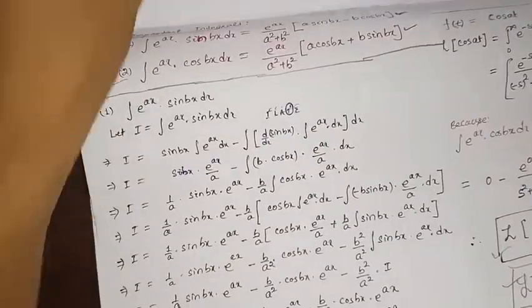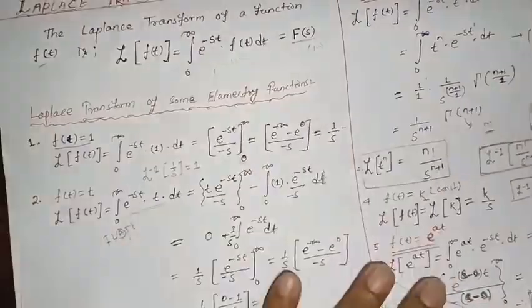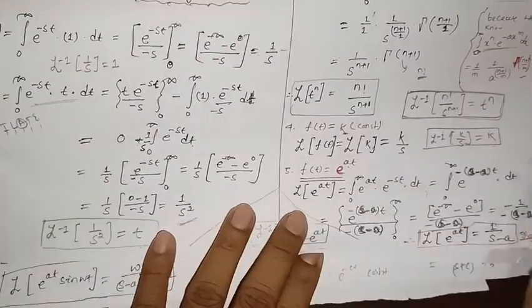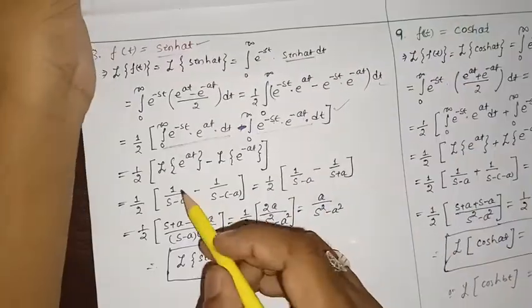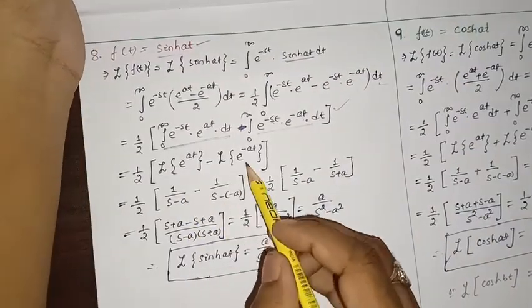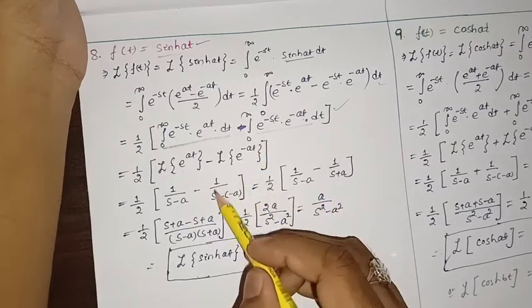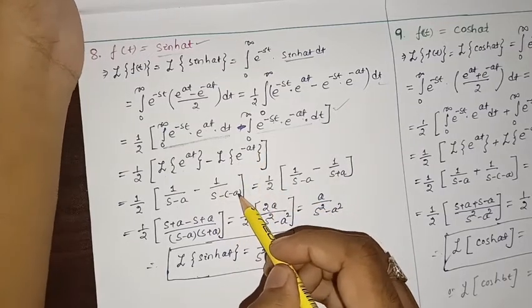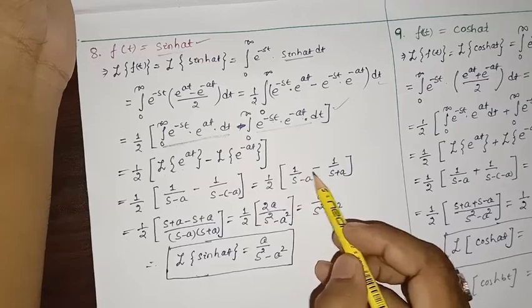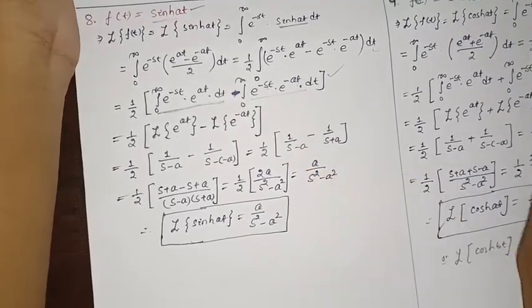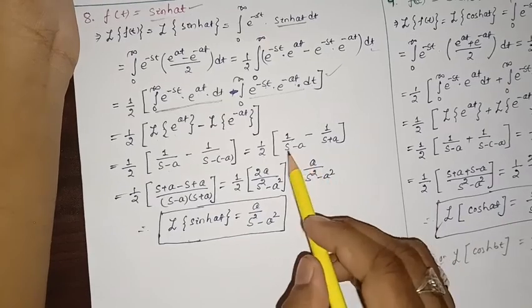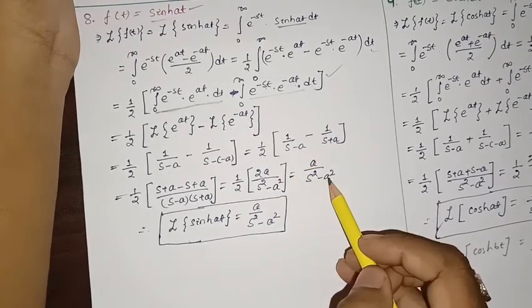1 by s minus a. Laplace transform of e to the at we found 1 by s minus a. So there I can directly put the value, 1 by s minus a, minus here e to the power minus at, that means 1 by s minus of minus a. So 1 by 2 is there, 1 by s minus a minus 1 by s plus a. So if I add, then I get a by s square minus a square, obviously, since s minus a times s plus a is s square minus a square.